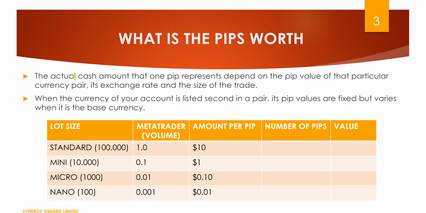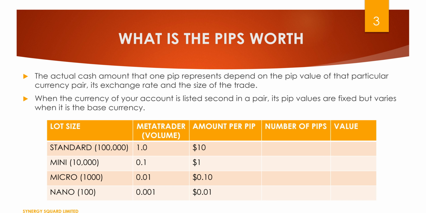The actual cash amounts that one pip represents depend on the pip value of that particular currency pair, its exchange rate, and the size of the trade. So when the currency of your account is listed second in a pair, its pip value is fixed, but it varies when it is the base currency.